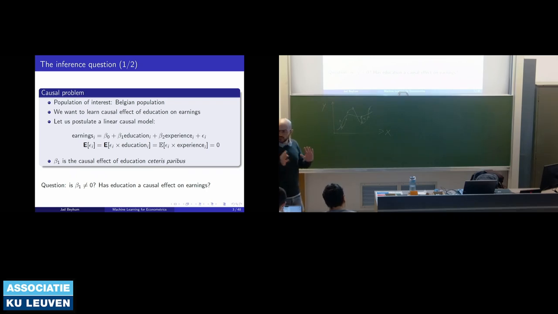So I can estimate it by OLS. Here, beta 1 is the causal effect of education ceteris paribus. So again, this makes very strong assumptions. That means that the effect of education is linear, that there is exogeneity. But let's maintain this assumption for now to understand what's happening with OLS and what will happen with Lasso. So the main question you might have is: is beta 1 different from 0? Does education have a causal effect on earnings?